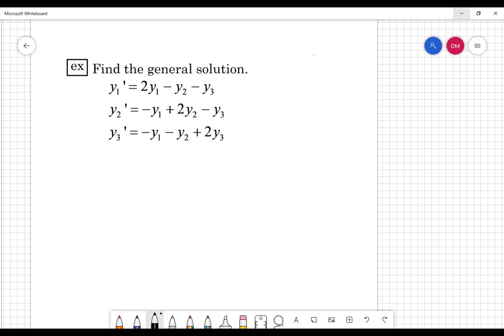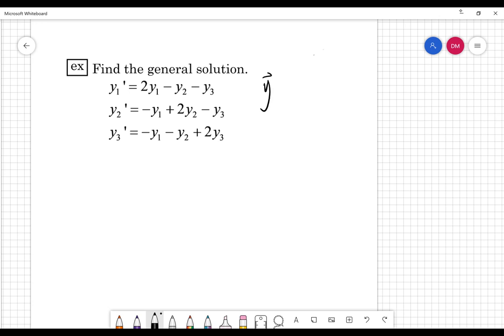All right, we are back. Sorry about the lengthy videos today. I just wanted to make sure you had a good example of a 2x2 and a good example of a 3x3. For this 3x3, we are just going to find the general solution, not an initial value problem here.